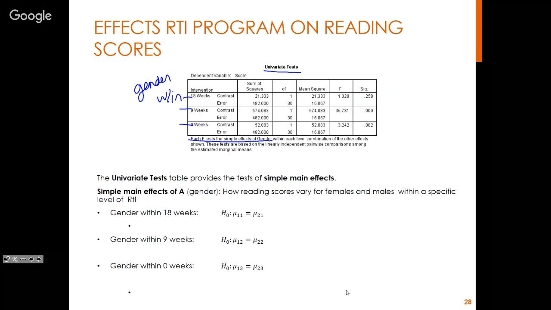And in order to control the overall type 1 error rate, how should we evaluate those? If we want to maintain a 0.05 family-wise error rate, we evaluate these at alpha equal 0.05 divided by how many tests am I doing? 3. So we would evaluate them all at that modified level of significance.